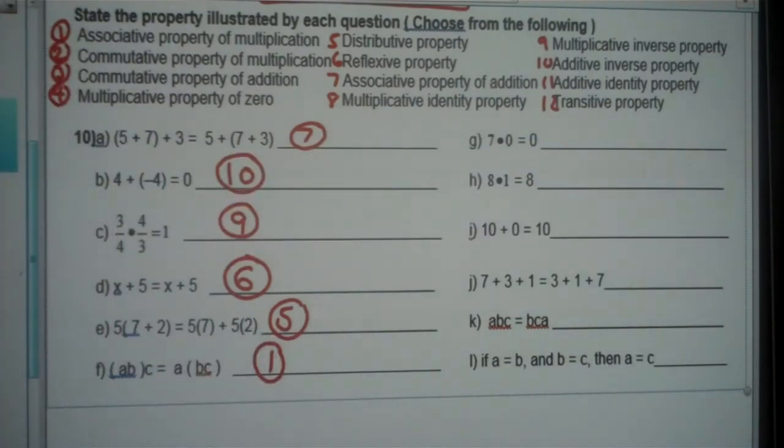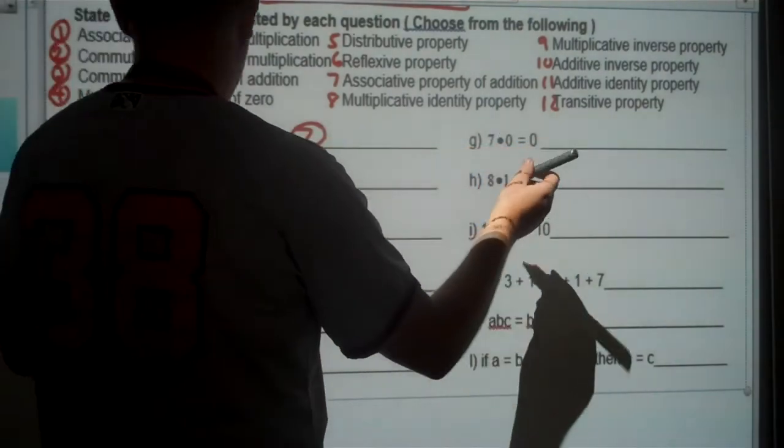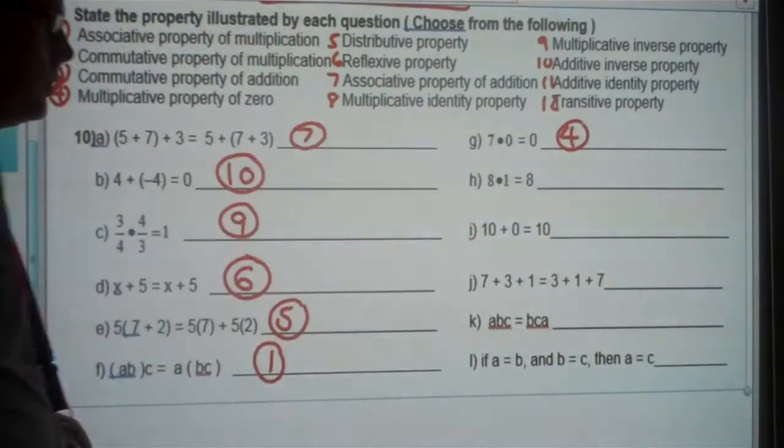If you times by 0, you get 0. So that's the multiplicative property of 0, because you can see I multiplied by 0. So that would be answer 4.